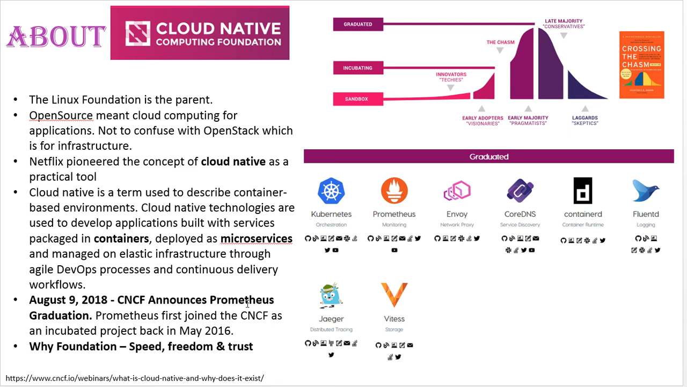You can see Kubernetes is giving orchestration, Prometheus is monitoring, Envoy is the network proxy. Even if you consider monitoring under one, tomorrow there can be another one, but yes, they are taking care of it properly.